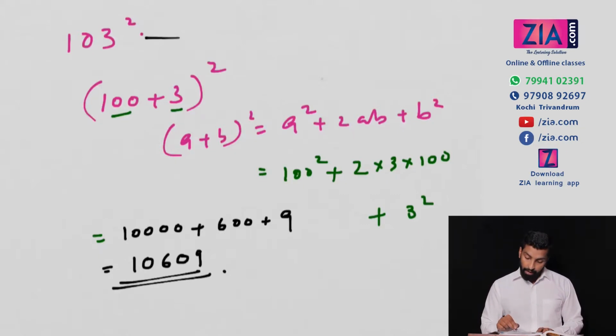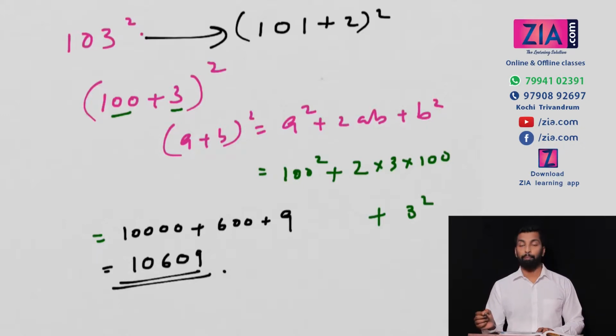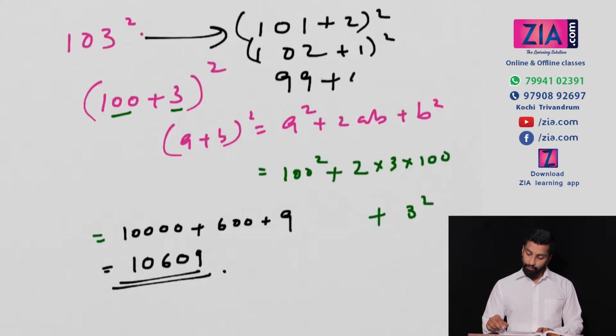Now if you want, you can write it as (101 + 2)² also, not a problem. You can write it as (102 + 1)² also. You can also write it as (99 + 4)² also. But why did we take 100 plus 3? Because we know 100² directly. So easy.